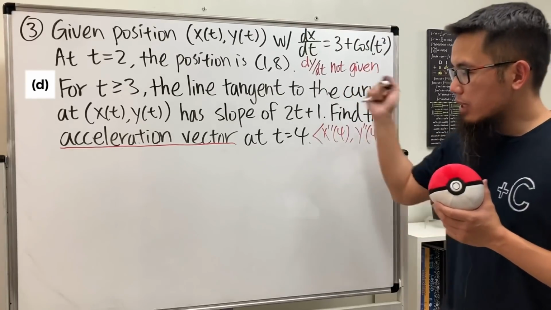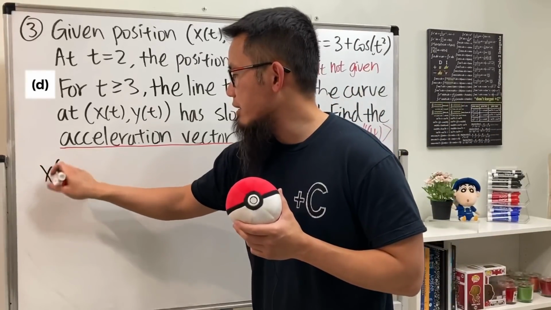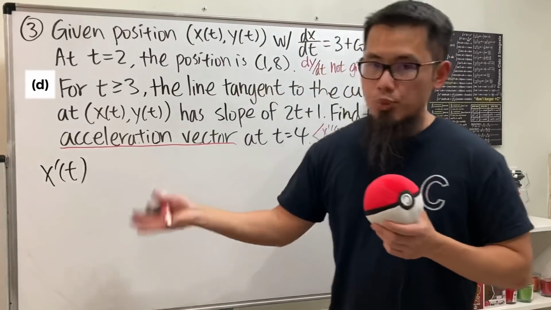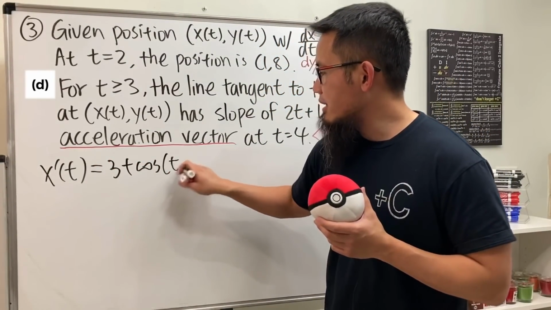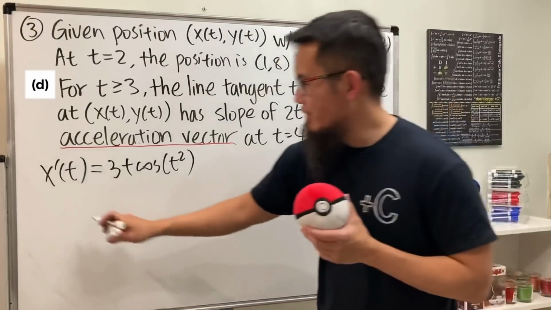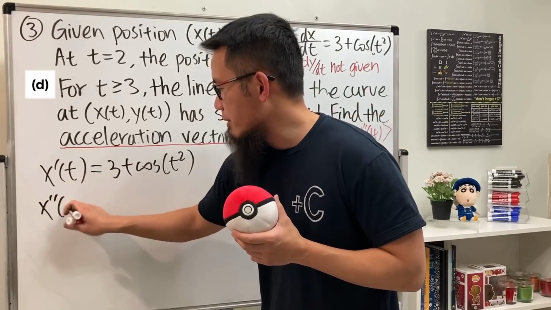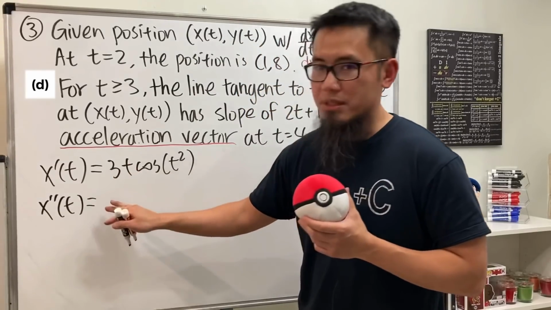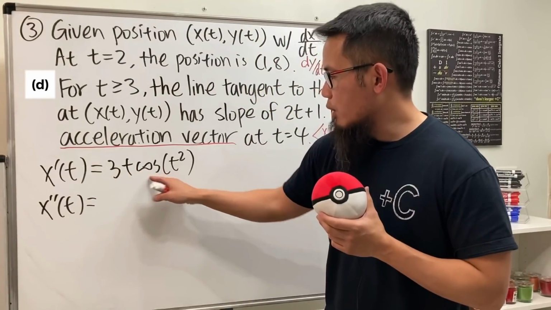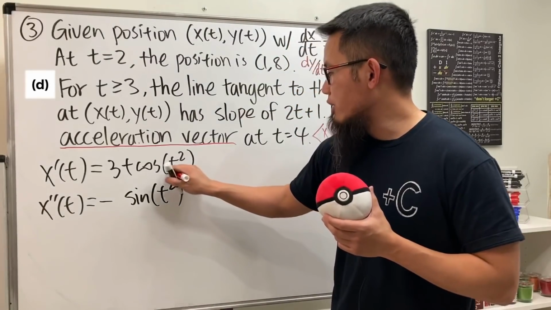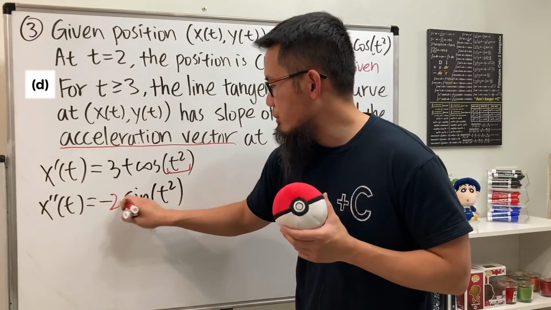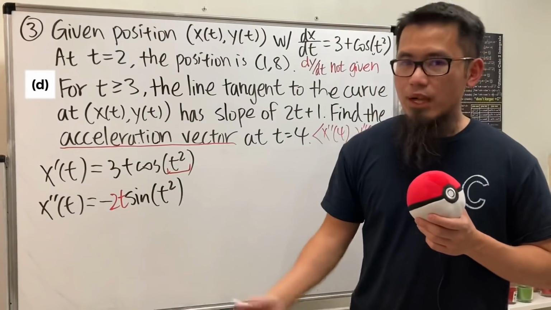And to do this, it's not so bad because we have the first derivative right here already, right? So let me just write that down. That's the same as writing x prime of t, which is equal to 3 plus cosine t squared. All right, differentiate this again. So x double prime of t, this will be, okay, that will be 0. And the derivative of cosine is negative sine. And then the input stays the same, but we differentiate this, right? Because of the chain rule. So we have 2t.